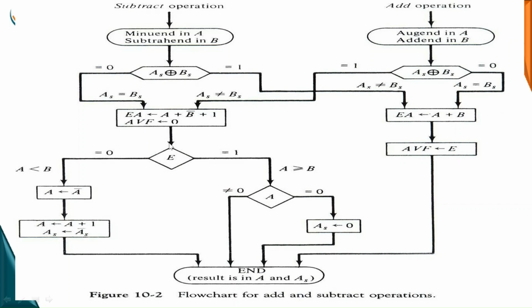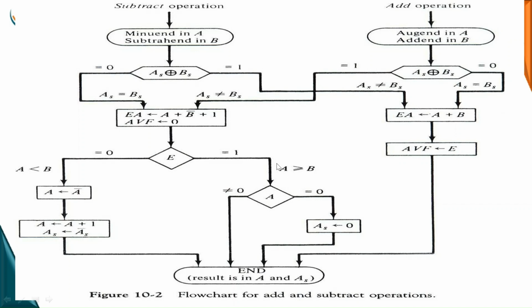Next, after performing this operation, we check the value of the E flip-flop, which is the carry flip-flop. If E is equal to 1, then it indicates that A is greater than B or A is equal to B. In the subtraction table, we have to check whether A is greater than B, A is less than B, or A is equal to B. Based on E, we decide this. If E contains the value 1, it indicates that A is either greater than or equal to B.